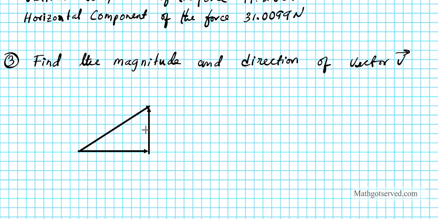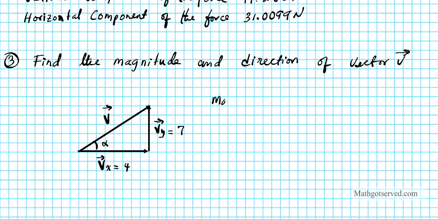So let's see. This is vector v right here. We have the situation that the y component is 7 and the x component is 4, and it has a direction of alpha, which we also have to find. Okay, so first thing is, how long is this vector v? That's what we have to find first. So let's go ahead and find the magnitude.